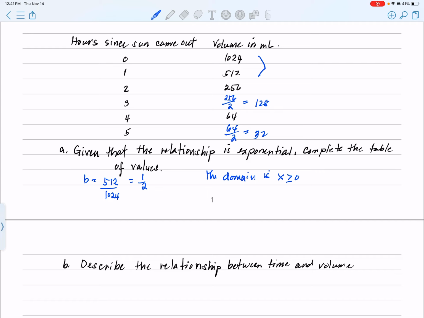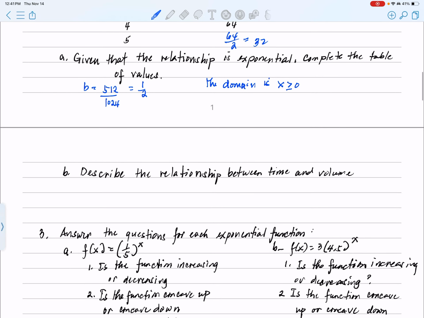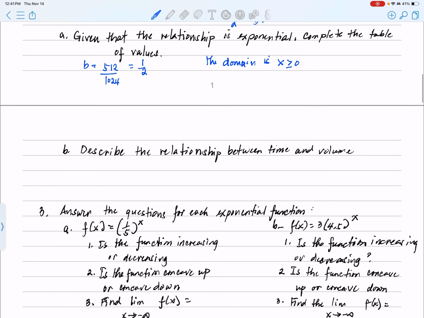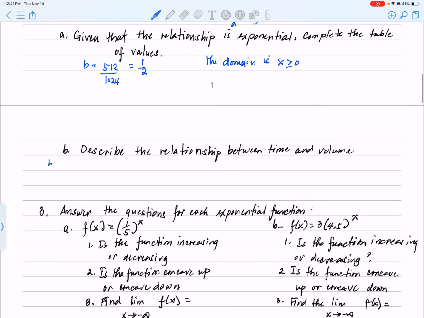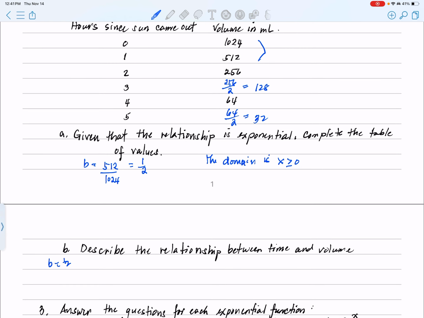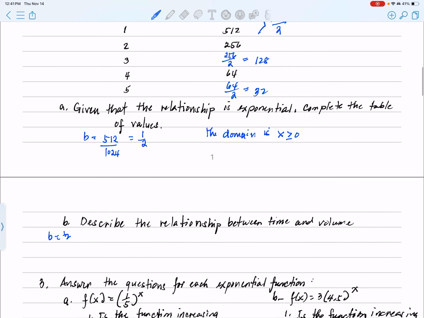Okay, so we have completed a table. B, describe the relationship between the time and volume. We found previously that b is 1/2, right? So that tells us how we move from one term to the next term. So from 1024, it is 512. That means 1024 divided by 2 to get 512. So the volume of water is halved every hour.